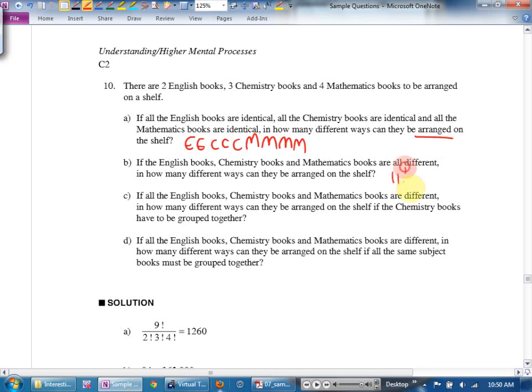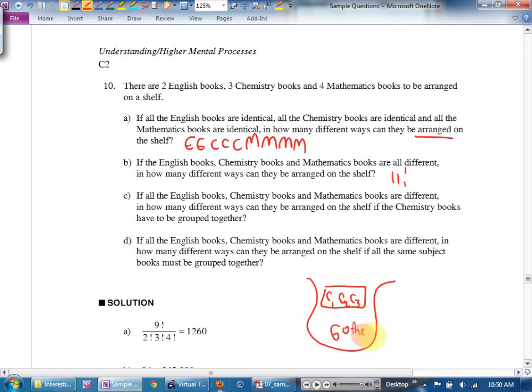If the English books, chem books, and the math books are different, how many ways can they be arranged if the chem books have to be grouped together? So now we'll go to our little Scrabble tile analogy. We have chem 1, chem 2, chem 3, and then 6 others. You can mix up those others 6 factorial ways. How many ways can you mix up these 3 guys? 3 factorial. Hope that's it.